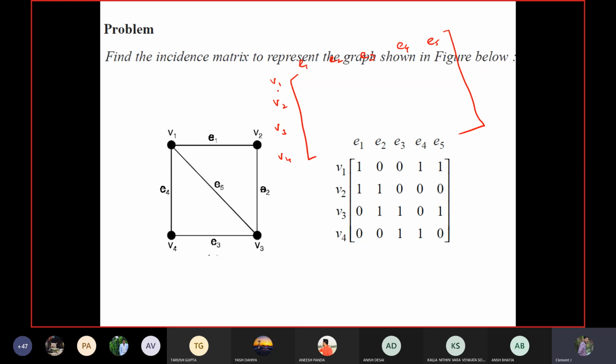V1 is incident with E1, so I should put 1 here.